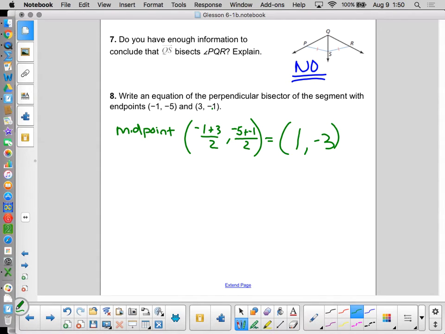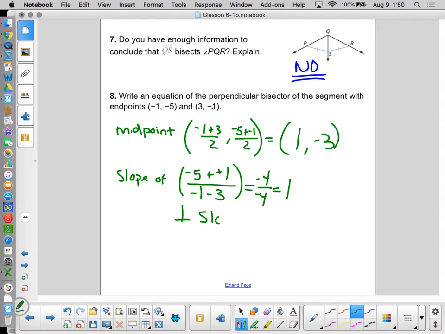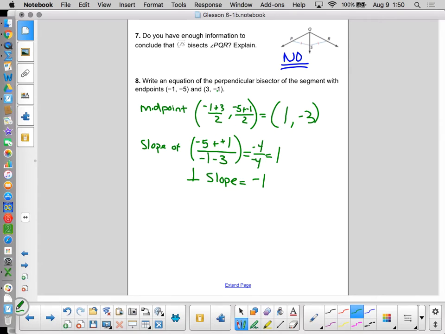So there's my midpoint. The slope of the segment, okay, change in y, -1 minus -5, or -5 minus -1, I guess we can do it that way, over change in x, -1 minus 3. Negative 5 plus positive 1 is negative 4, over negative 4, the slope is 1. So the perpendicular slope would be negative 1 over 1, which is negative 1.